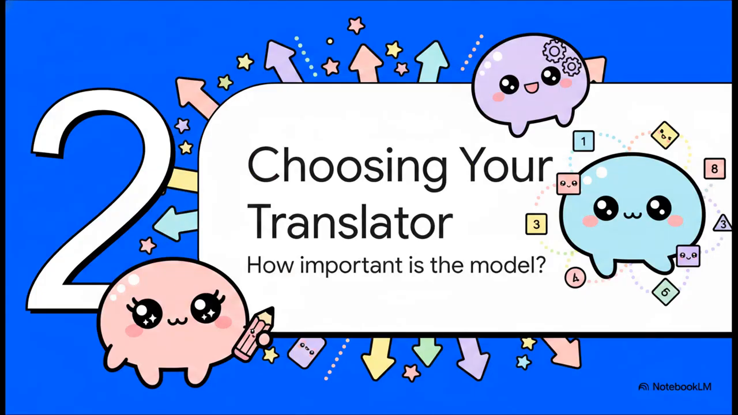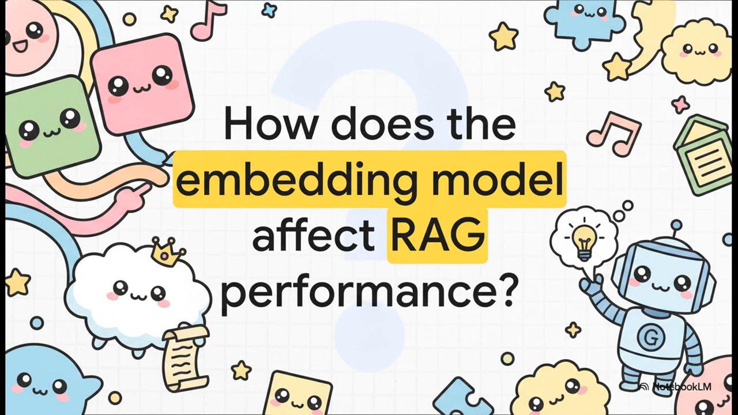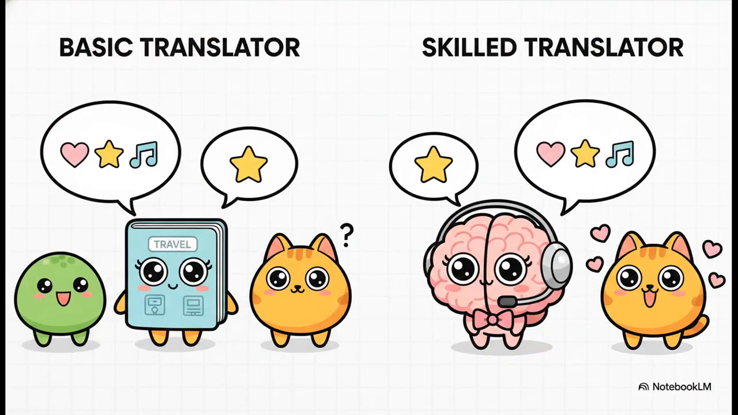So we know we need to translate our words into these special number vectors. But what's actually doing the translating? Well, that would be the embedding model. And you can think of it as your own personal translator. So, how much does it really matter which model you choose? Does picking one over another really make that big of a difference to your system's performance? The answer is absolutely. I love this analogy.